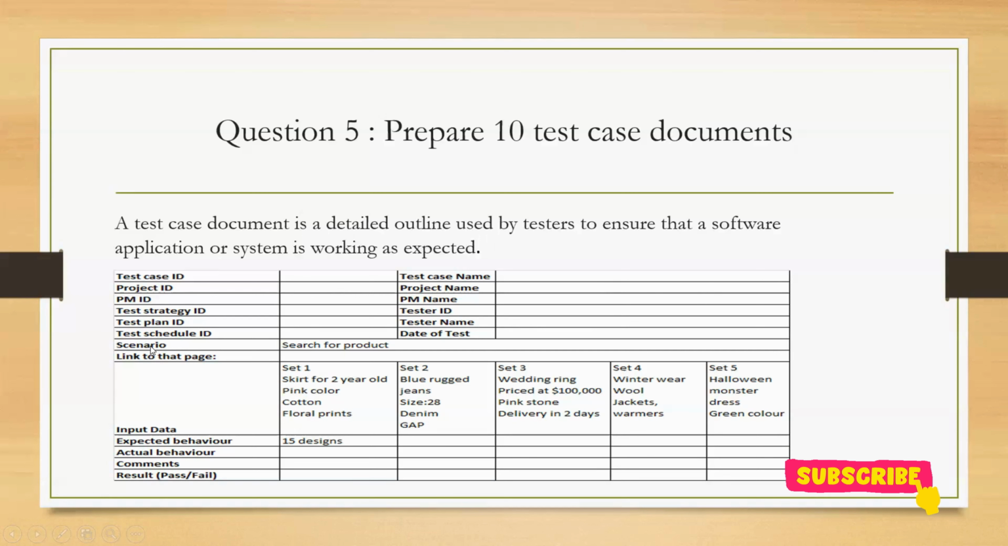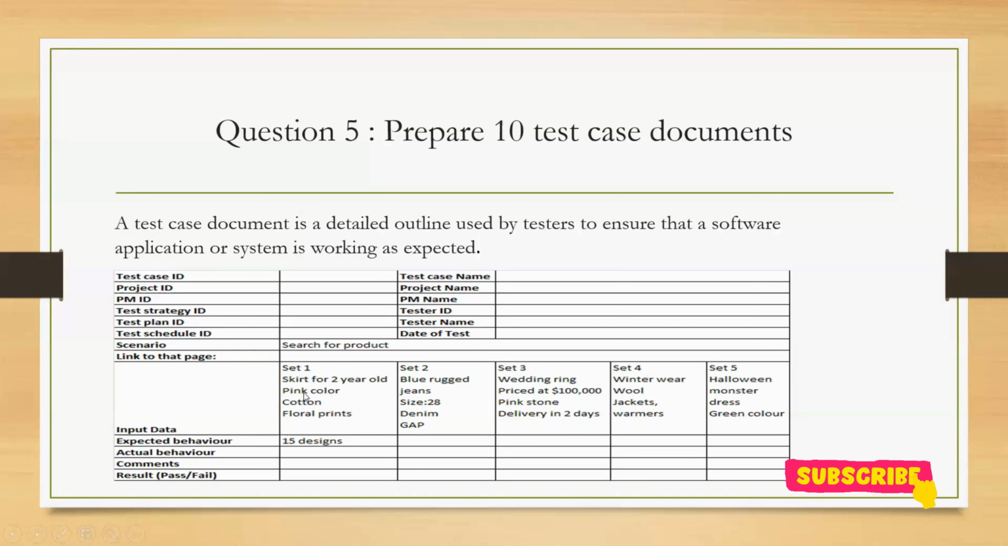And here we have the scenario. What is the scenario we are testing? Search for product. In the application, we have the search feature and we are testing it. We can give the link to the particular page. Then we have taken some input data. We have taken 5 sets of input data over here. First, we give in the search: skirt for 2-year-old, pink color, cotton, floral print.